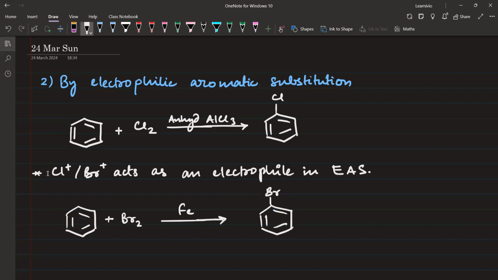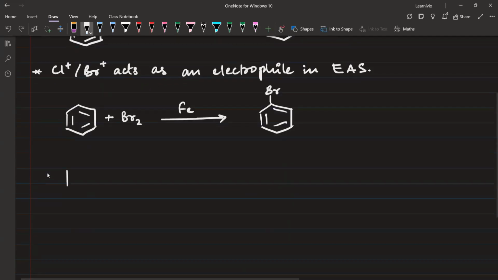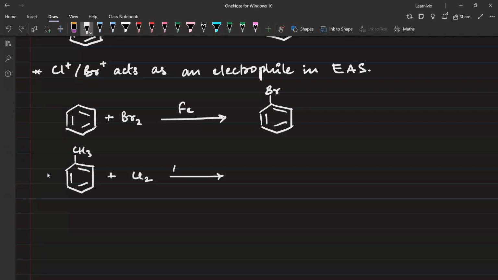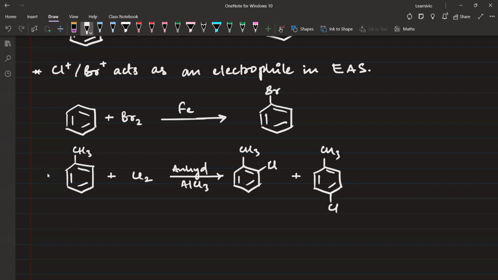Now, in the case of substituted benzenes, what does substituted benzene mean? For example, if you have CH3 on the benzene ring, and if you add Cl2 in the presence of, again, the very same thing, anhydrous AlCl3, you will get two products. CH3 will be as it is. You will get ortho substituted Cl plus you will get para substituted Cl. Okay. That is o-chlorotoluene and that is p-chlorotoluene. Got this?